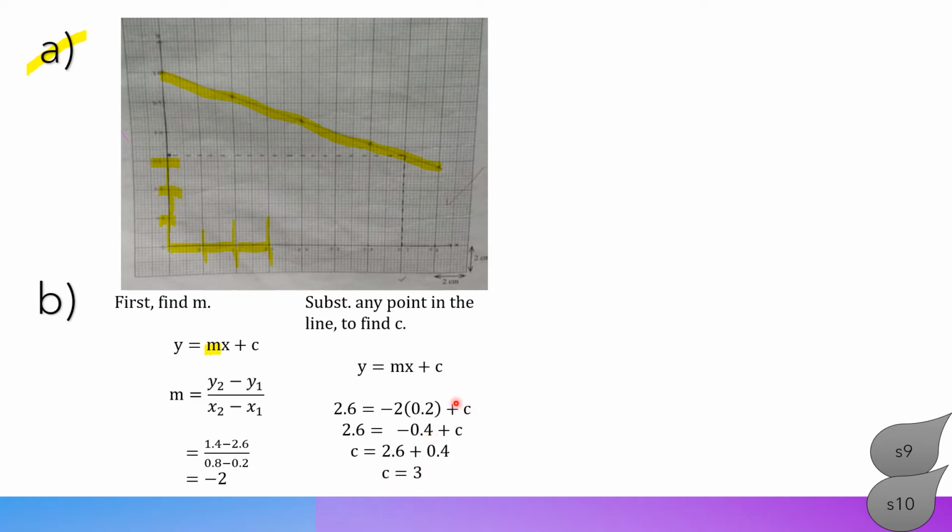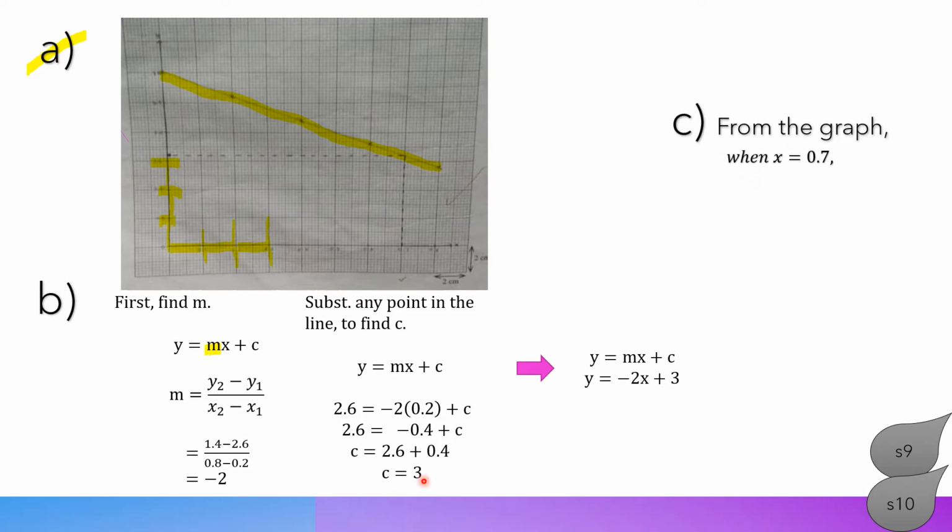It's not the end. The question wants the equation. So write the equation form again and just substitute the values of m and c only. Your m just now is -2, c is 3. So y equals -2x plus 3. Okay, that's it for B.